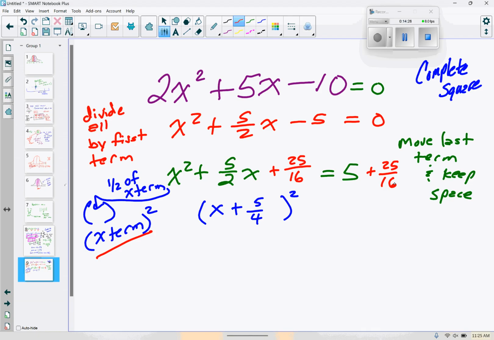Okay, so the big thing that comes with this is if I had (x plus 5/4) in parentheses times (x plus 5/4) in parentheses, and I did FOIL, you get x times x, which is x squared, x times 5 fourths, which is 5 fourths x, plus 5 fourths x, which becomes 10 fourths, which will reduce. And 5 fourths times 5 fourths is 25 sixteenths. So what do I have to do with this 5 plus 25 over 16?